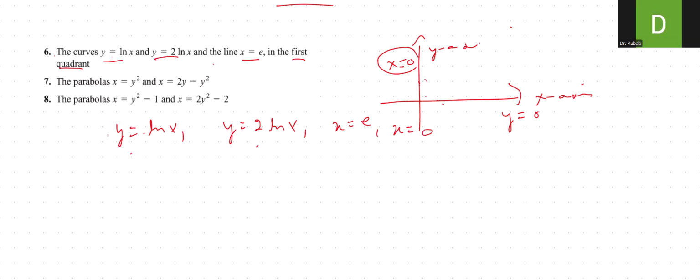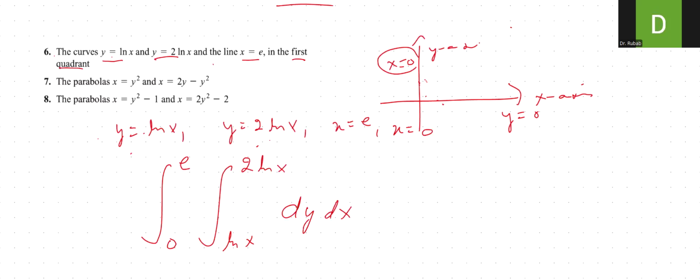Now I will write the integral. It's 0 to e. Now which one is greater? Definitely natural log of x is smaller, and 2 natural log of x, 2 times, is greater. So then dy dx, this is the integral, right? So you have to write dA in question number 6.